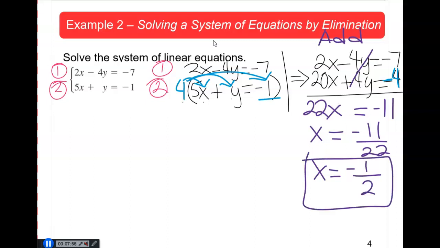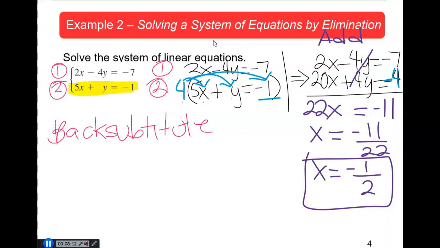And now what we're going to do is back substitute. The easiest thing is to choose the equation. You can use either, but if you notice here, we have y and it has the coefficient of 1. So we could take equation number 2. I'm going to just rewrite it. So 5x plus y is equal to -1. It is easier to choose that one because then we don't need to divide at the end.